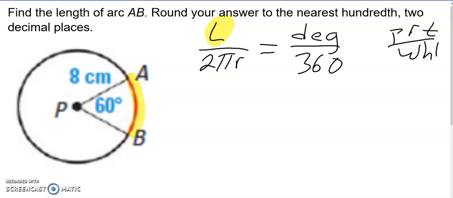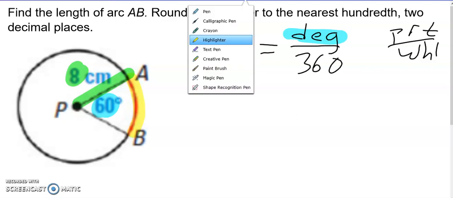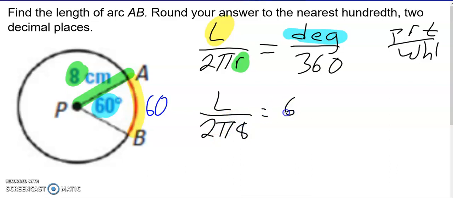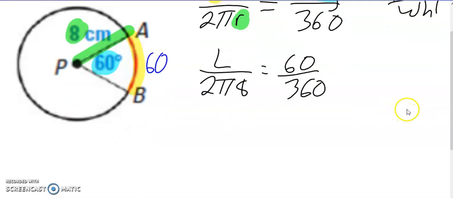To find arc length, we're going to do 2 pi r. There's r. In this case, it's 8. Equals degrees in the circle. Now remember, that's a central angle. Central angles are equal to the degrees of the arc. So when I plug it all in, we are going to say arc length, that's what I'm looking for, over 2 times pi times 8 equals 60 over 360. Boom. And we are going to solve this equation for my variable, which is L. We're going to get L by itself.